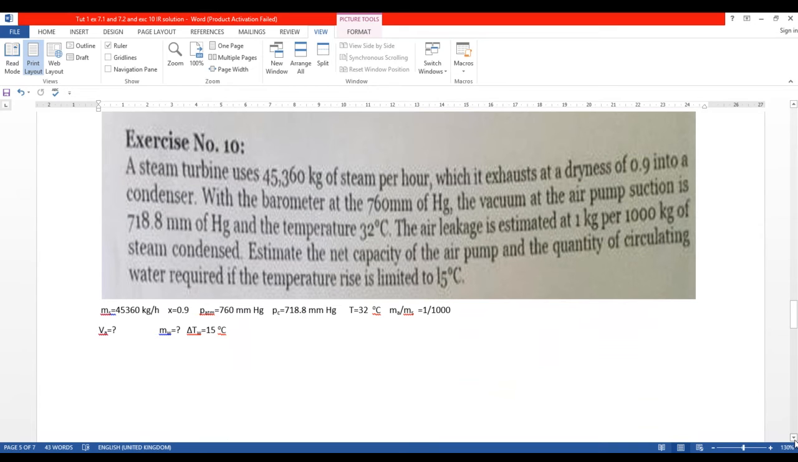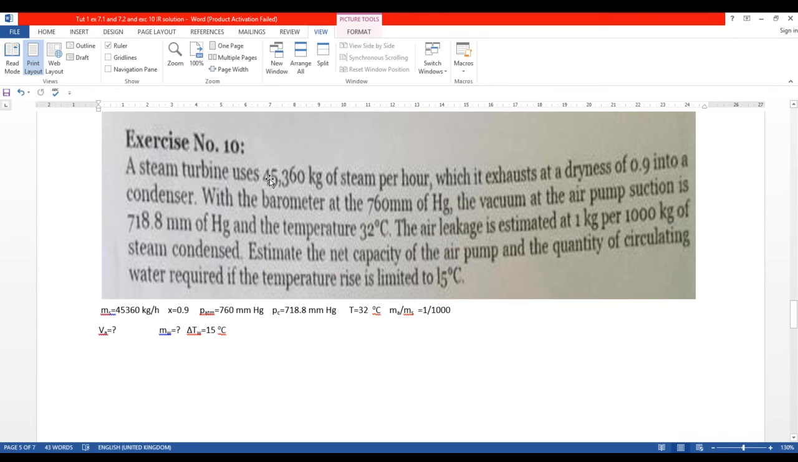So this is exercise number 10. A steam turbine uses 45,360 kilograms of steam per hour, which it exhausts at a dryness of 0.9, meaning dryness fraction 0.9, into a condenser. So this is the dryness fraction X at the inlet to the condenser, which is the same as leaving the turbine.